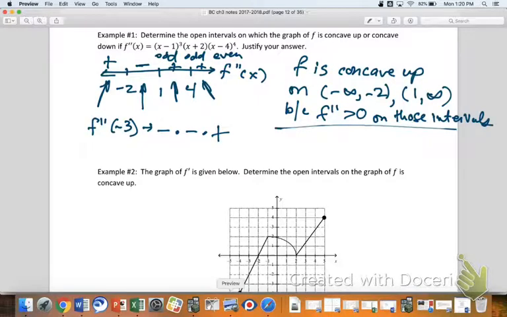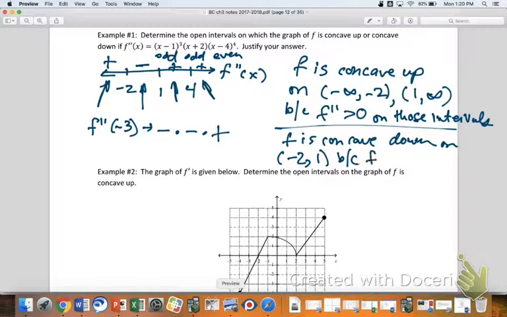And you could also say f is concave down on negative 2 to 1, because f double prime is negative on that interval.